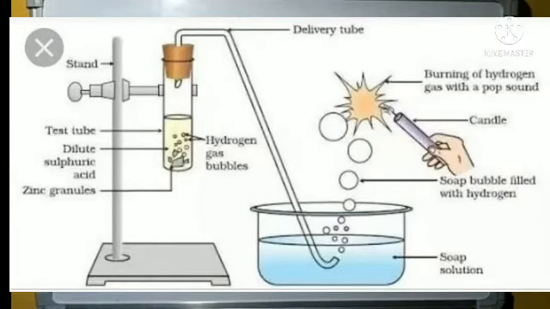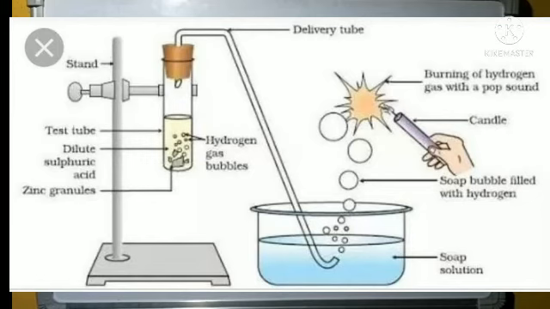Now if you look at activity 2.3, in that experiment also, when we bring the burning candle near the soap bubble, we see that the gas which was present inside the soap bubble burns with a pop sound. From there, we can confirm that the gas present inside the soap bubble is hydrogen gas. We have already seen the test for determining hydrogen gas, and since in the experiment itself we are doing the test using the burning candle, and it burns with a pop sound near the soap bubbles, we can say that the gas inside the soap bubbles is hydrogen gas.